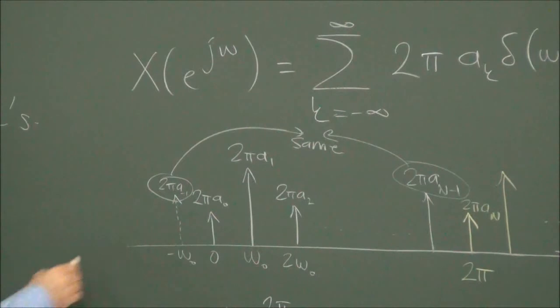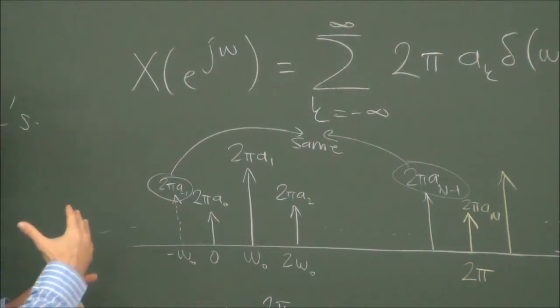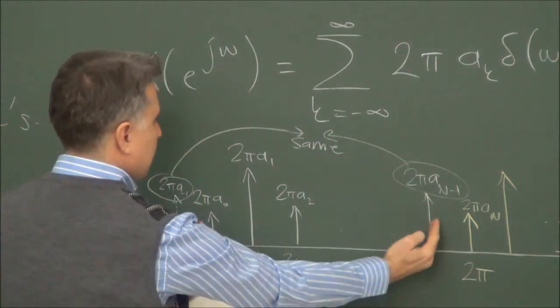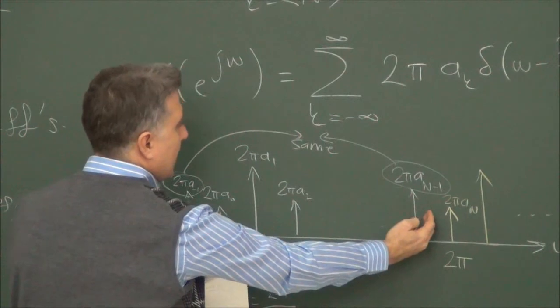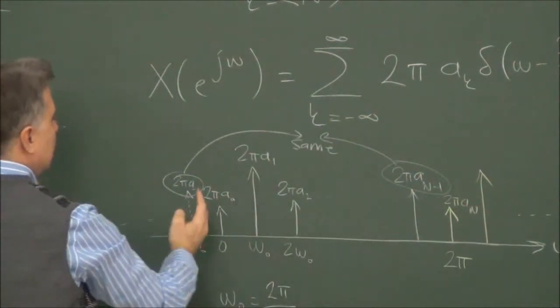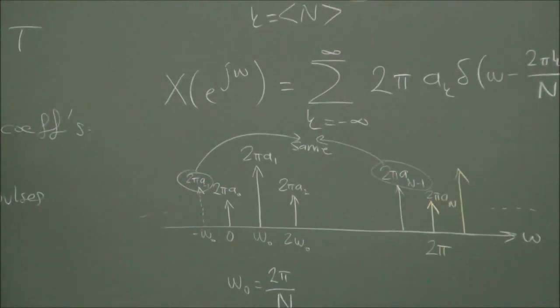So everything is periodic because the discrete time Fourier transform is 2 pi periodic. You have a region like this from here to here, and that region is repeating itself towards the right, and it's also repeating itself towards the left, like this. And you have equally spaced impulses.